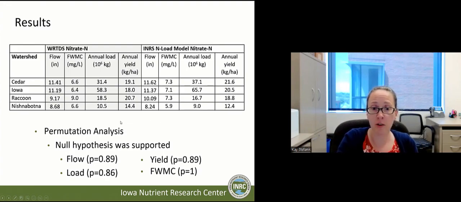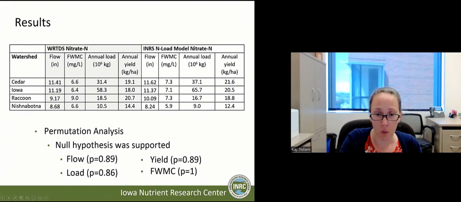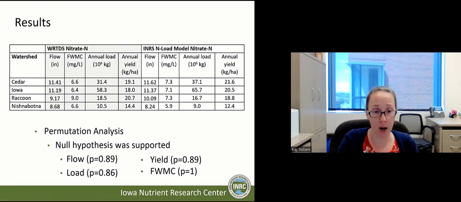With our permutation analysis, we have our p-values for flow, load, yield, and flow-weighted mean concentration. All of our p-values were above 0.85. This tells us that the null hypothesis was supported, that the two models, the WRTDS output and modified end load model, are comparable.